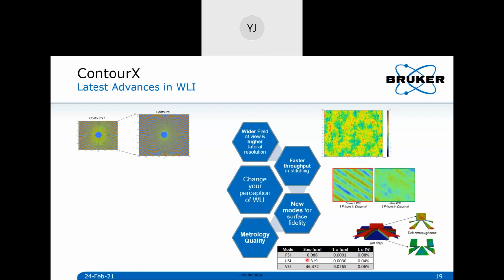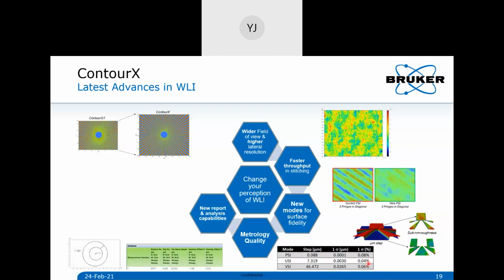Yeah, so we have the metrology quality. We talked about it briefly now. So we have different algorithms, the PSI, the VSI. We also introduced a new algorithm called the USI, the Universal Scanning Interferometry, with very high repeatability and very high quality. You can see 1 sigma is less than 0.04%, right?